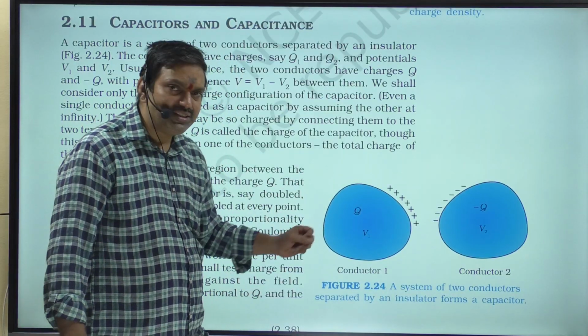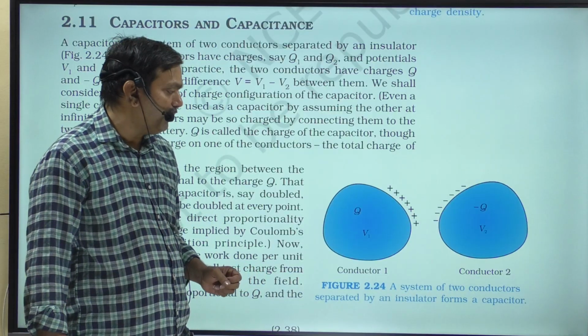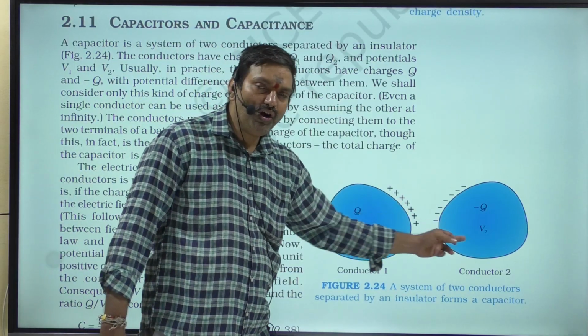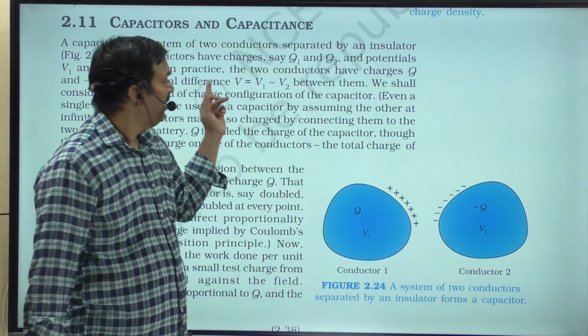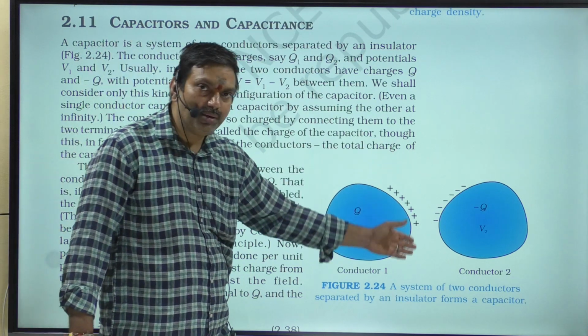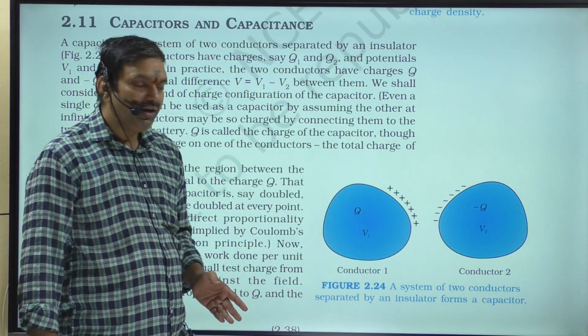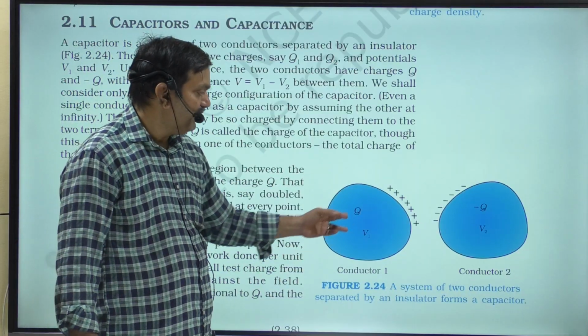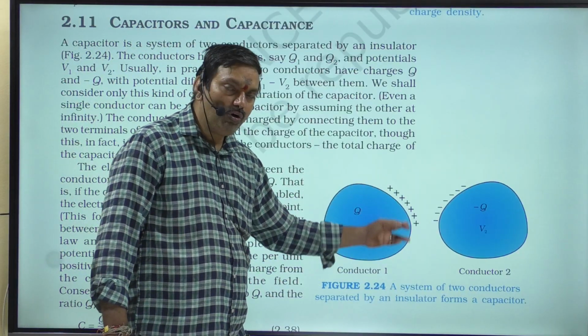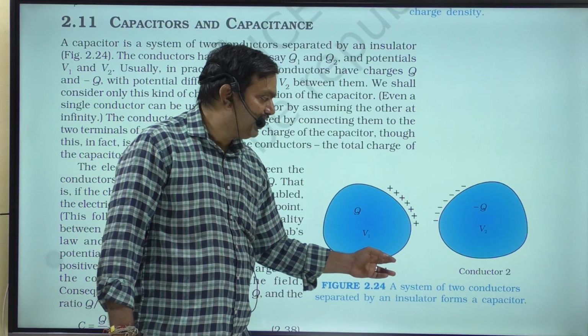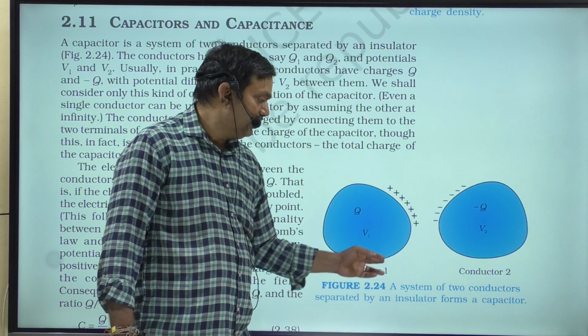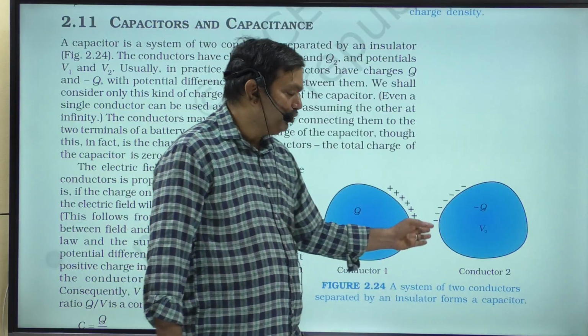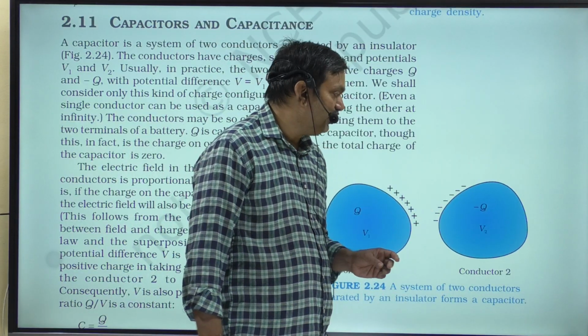So what is that capacitor system all about? Whenever you have two conductors, as you see, separated by something called a dielectric or insulator, then if a total positive charge is there on one side, on conductor 1, then on the other side, on conductor 2, an equal amount of opposite charge will be induced.